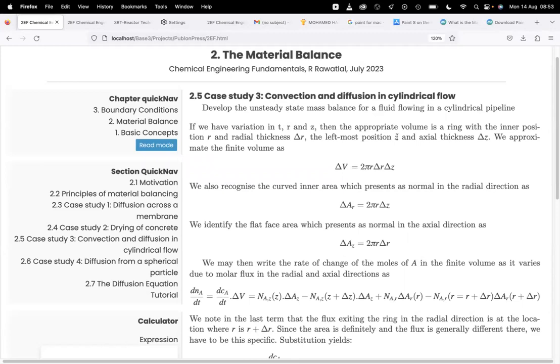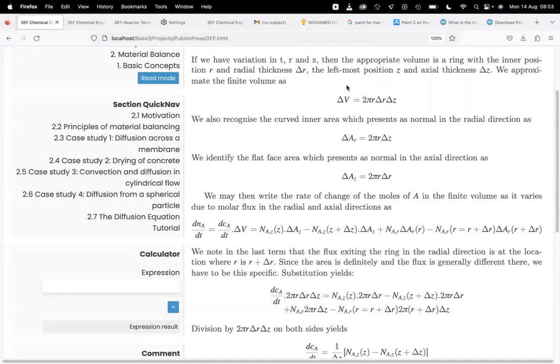And if that's the case, then we have to choose our finite volume. And we showed that the ring was appropriate in that case. So for the ring volume, we said that the finite volume was 2 pi r delta Z. We said the area in the radial direction.